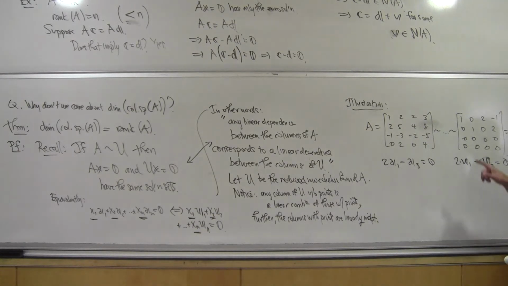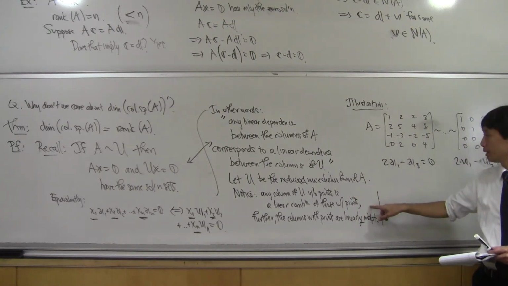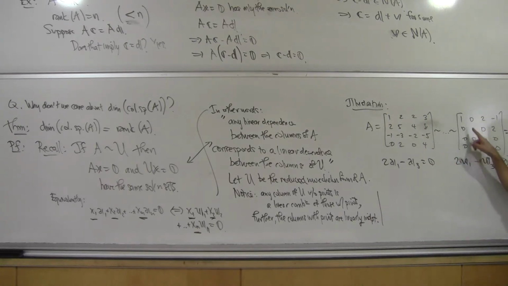Okay, so let me come back to this picture here. What I'm saying in this last part is that if I look at a column that doesn't have pivots, these columns have pivots. Let's look at the guys that don't have pivots. They're all linear combinations of these guys, right? This guy is twice that guy. This guy is -1 times the first plus twice the second. Any column without pivots is a linear combination of those guys with pivots. And further, the guys with pivots are linearly independent. These guys are linearly independent.